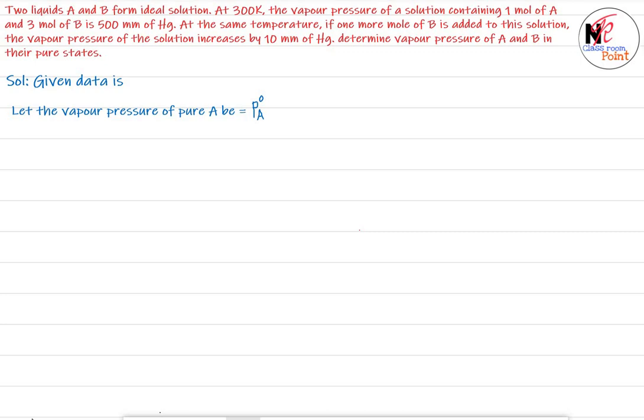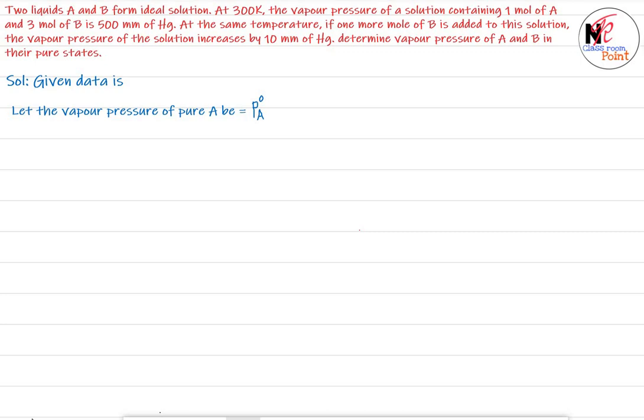The given question is: two liquids A and B form an ideal solution. At 300 kelvins, the vapor pressure of a solution containing 1 mole of A and 3 moles of B is 500 millimeters of mercury. At the same temperature, if 1 more mole of B is added to the solution, the vapor pressure of the solution increases by 10 millimeters of mercury. Determine the vapor pressure of A and B in their pure states.